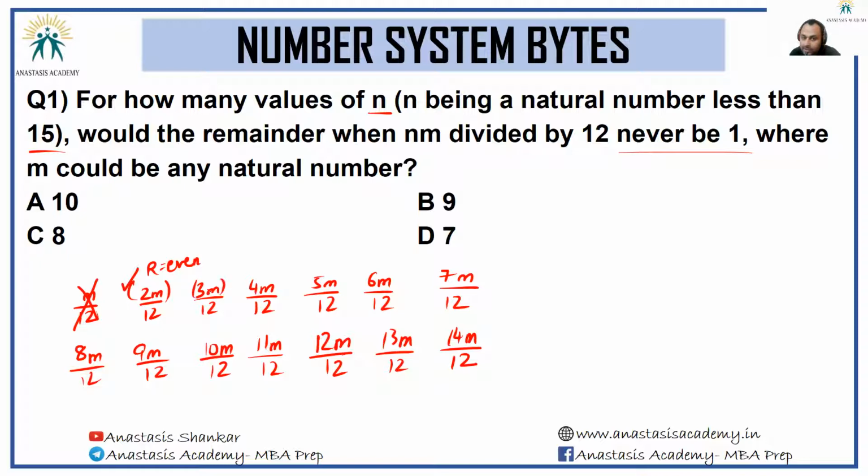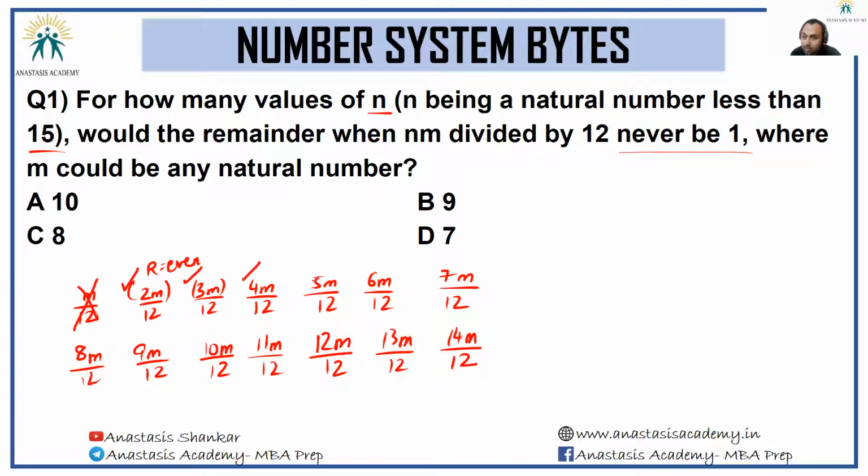Similarly, the numerator here is a multiple of 3. Denominator is also a multiple of 3. Regardless of what value you take of m, your remainder will always be a multiple of 3. And therefore, you can never get remainder 1 here. This should also be counted. In this case, the remainder will always be a multiple of 4. This case should be counted.